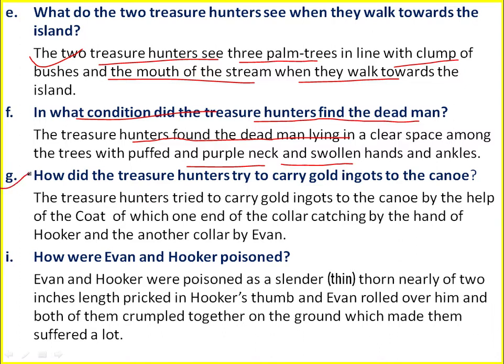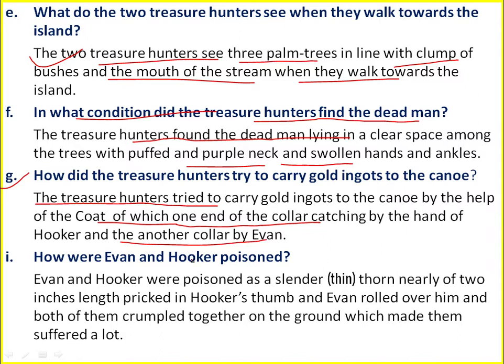How did the treasure hunters try to carry gold ingots in the canoe? The treasure hunters tried to carry gold ingots to the canoe with the help of a coat. One corner of the collar is held by Hooker and the other by Ivan, and they put the gold on it.